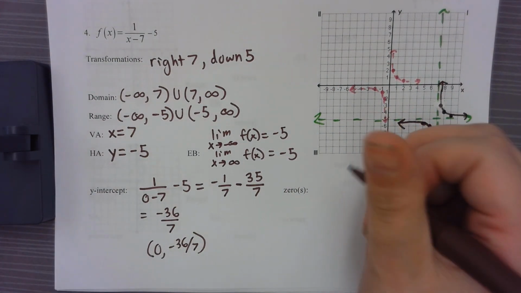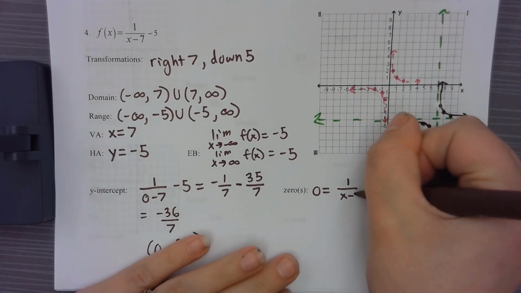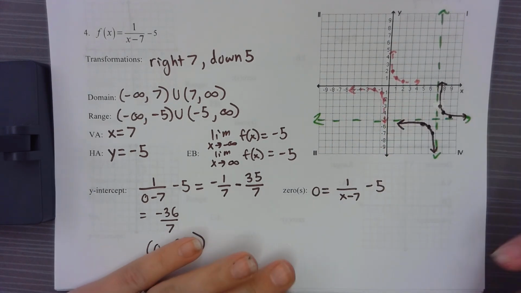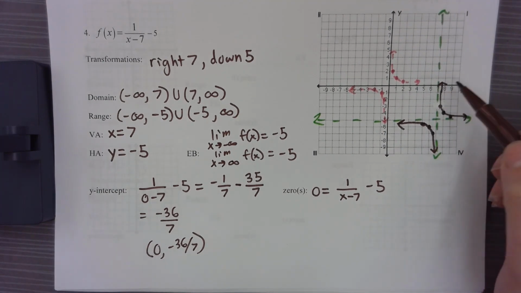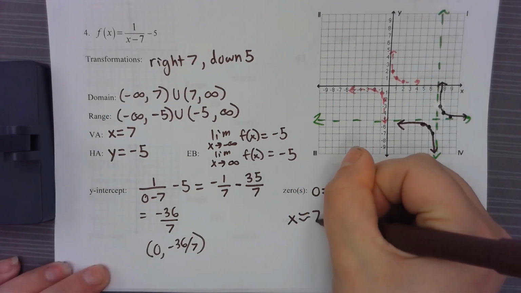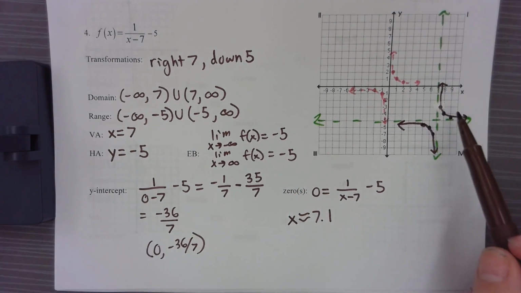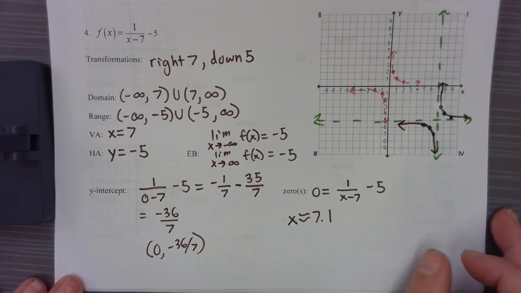The zeros, again, we find by setting this equation equal to 0. And it looks like it's going to be 7 point something. I'm going to roughly estimate it to just 7.1 just to be really safe, because it seems like it's getting pretty close there, but I'm not 100% sure. So again, we're just estimating there. Okay, we got one more.